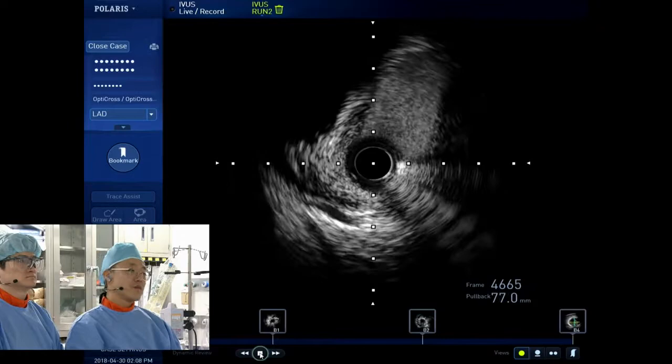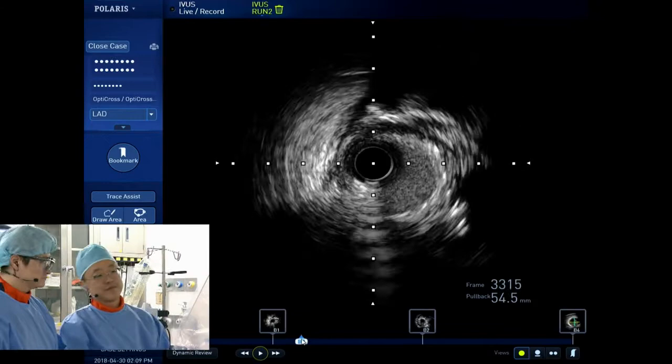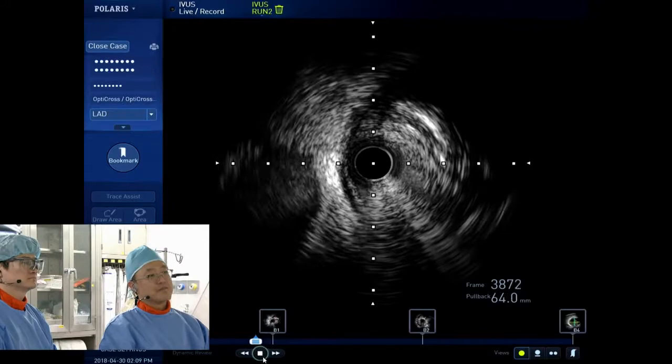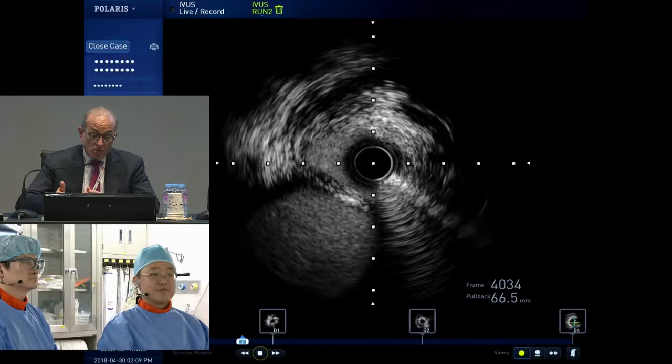Are there any comments for that? Is that a single layer of stent in the mid LAD? There were some cuts that looked as though there may be two layers. It's a little hard to tell from here whether that's stent plus calcium or two layers of stent already. Yeah, probably just the one stent, right?